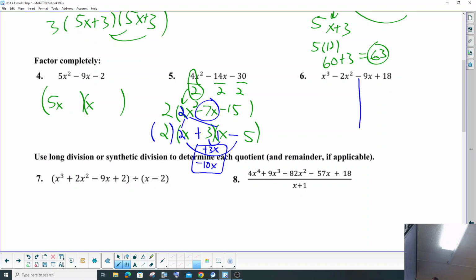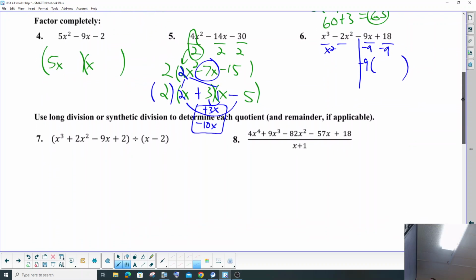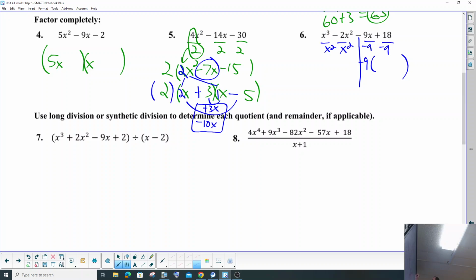Remember, factor by grouping. Pull out the GCF. And sometimes the GCF is a negative. Sometimes it's a negative. Factor by grouping. Keep on going.